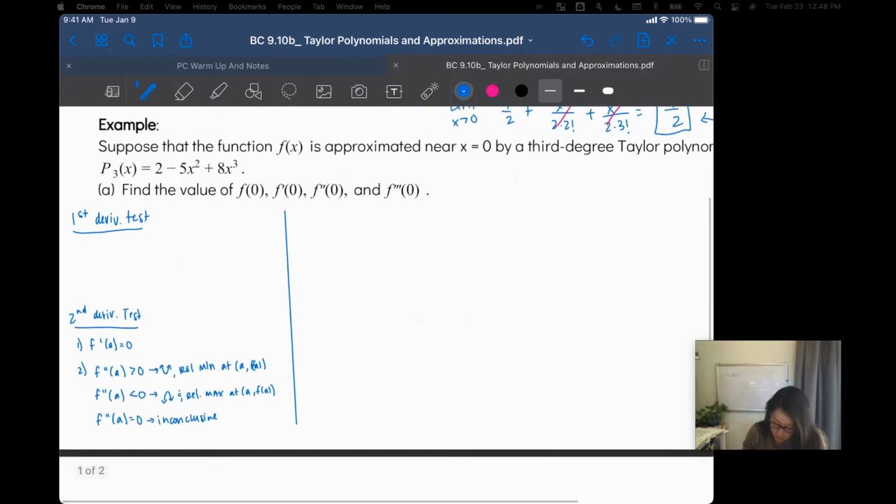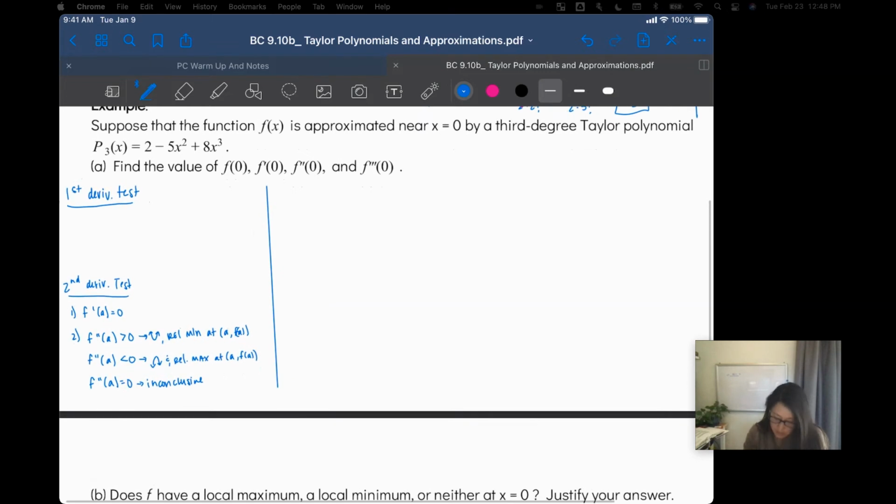So the next one. Suppose that the function f of x is approximated near x equals 0 by the third degree Taylor polynomial, p sub 3 of x, equal to 2 minus 5x squared plus x cubed. So first off, I wrote these things in the wrong place. What we want to do is find the value of f of 0, f prime of 0, f double prime of 0, and f triple prime of 0.